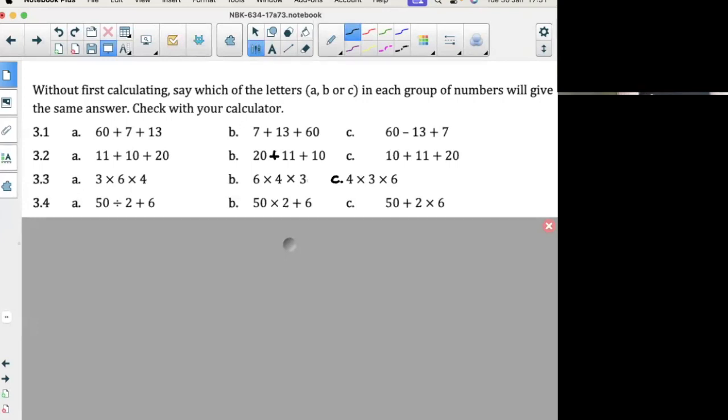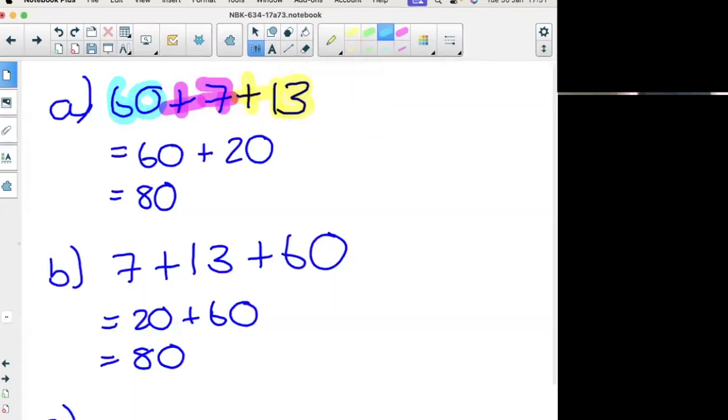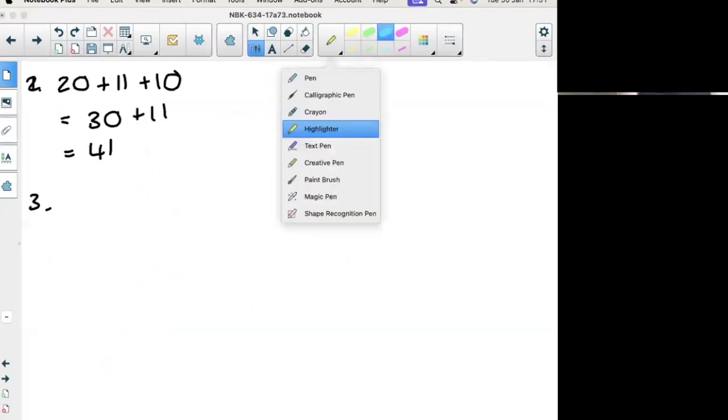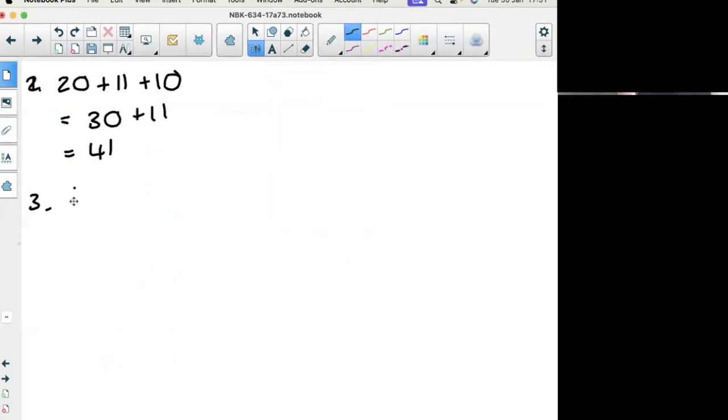And for 3.3, which one was easier for you? A, B, or C? C. 4 times 3 times 6. Okay. So Itandile is saying she did this one. I'm going to go here. 4 times 3 times 6, hey? Yes, ma'am. Itandile, do you agree that they're all the same? They're all the same, ma'am.